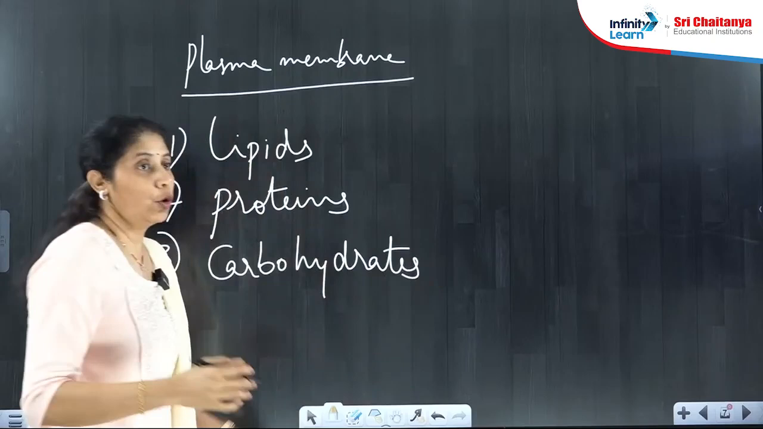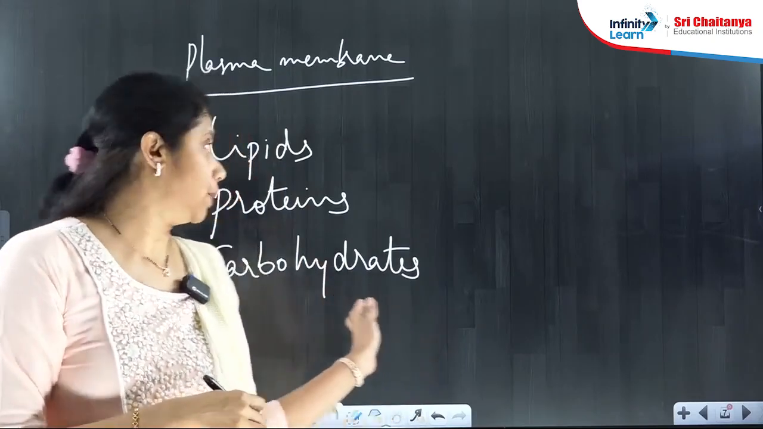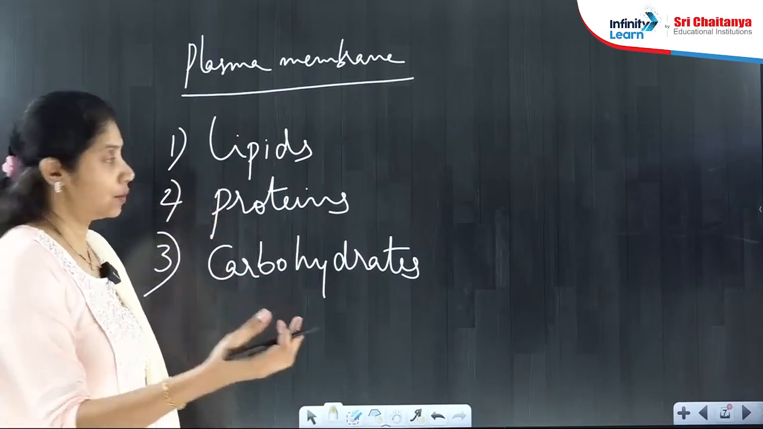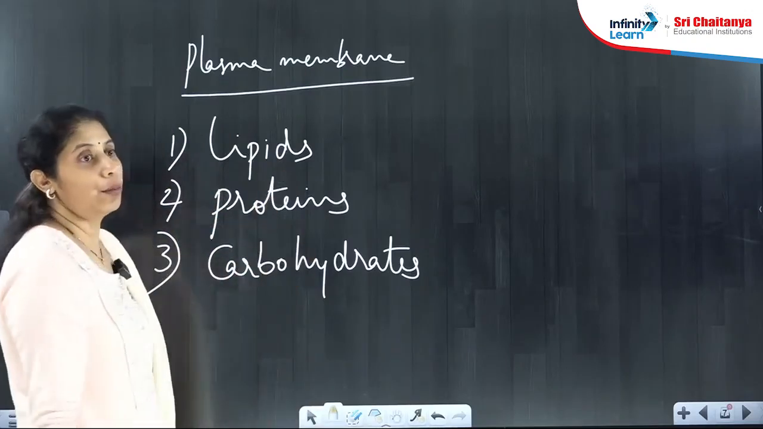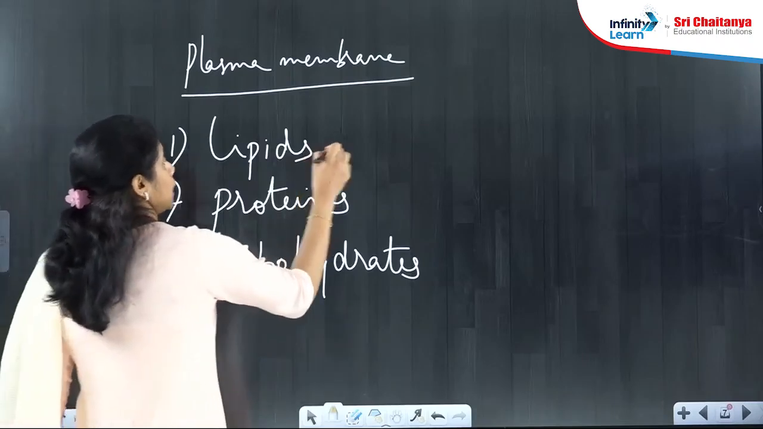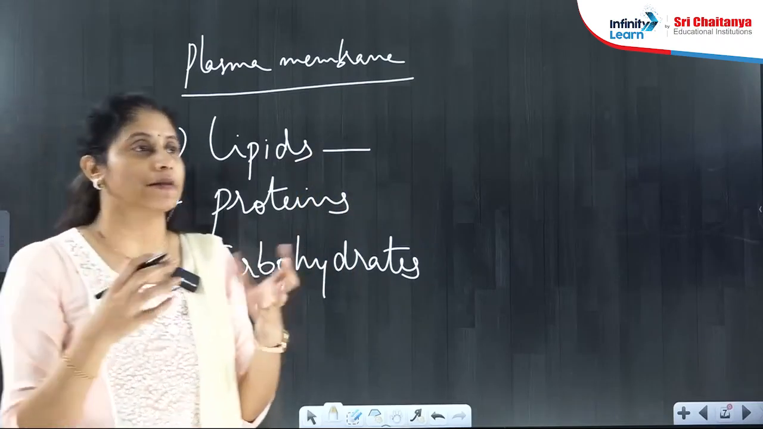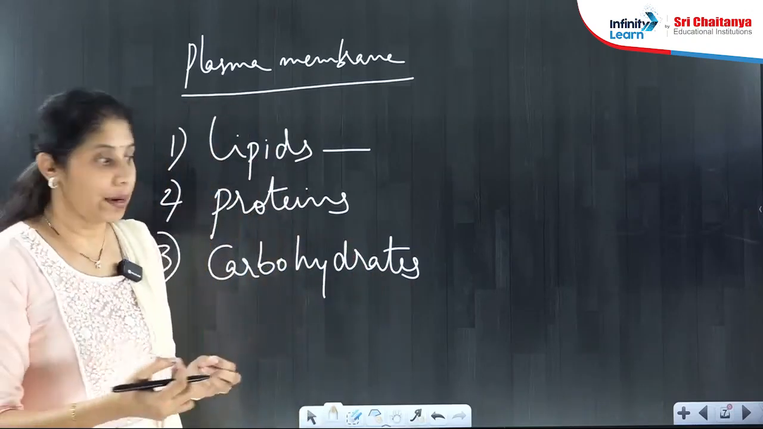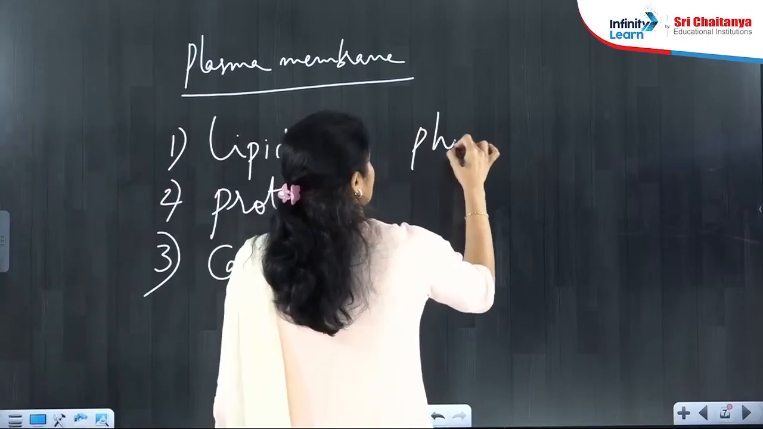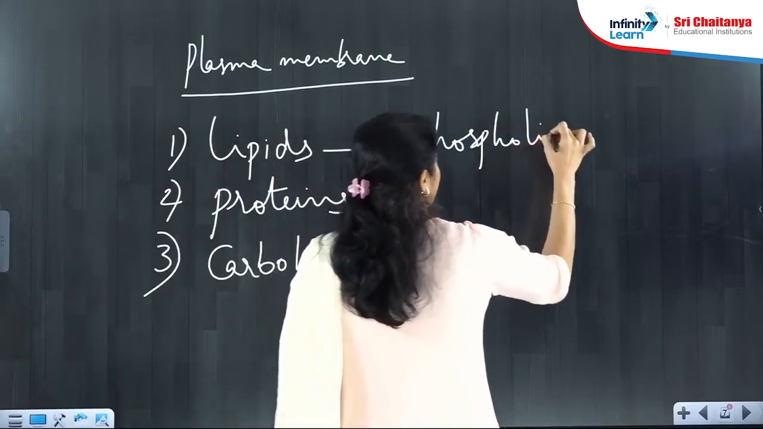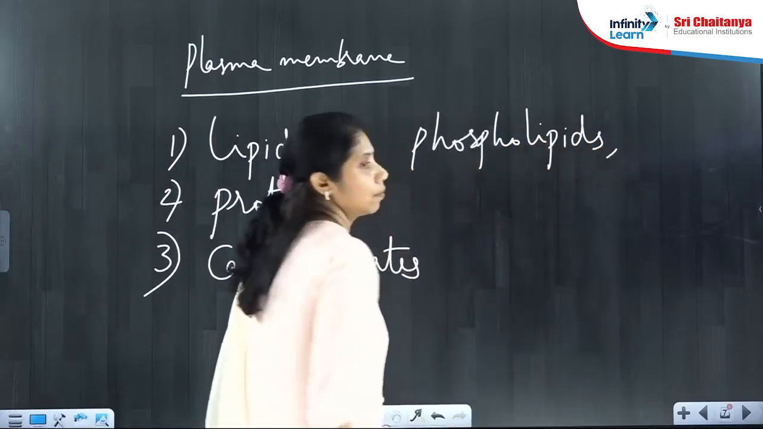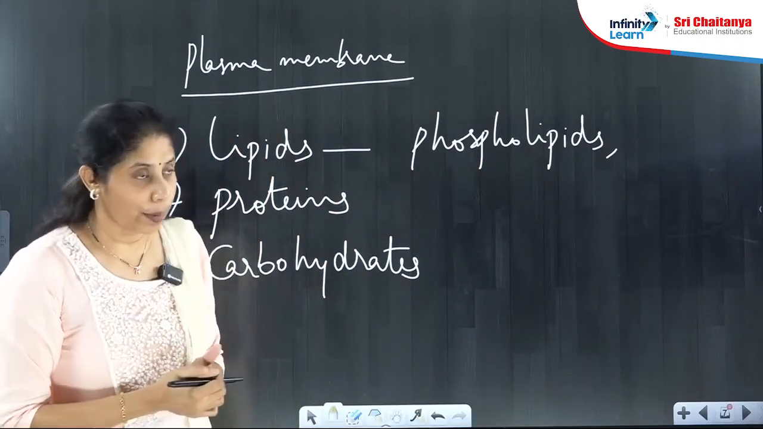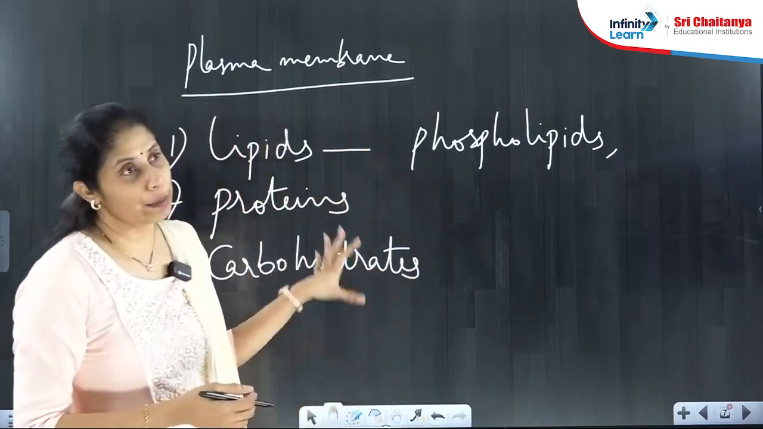I hope all of you have seen these names in the diagram, right? So plasma membrane is mainly made up of three molecules. They are lipids, proteins and carbohydrates. So first one, lipids. Lipids are like oils, fats. In the lipid category you have a particular type called phospholipids. For a lipid molecule, one phosphate group is added, so it is called a phospholipid. That kind of lipid is present in the plasma membrane.